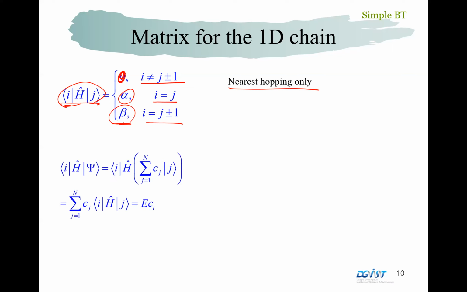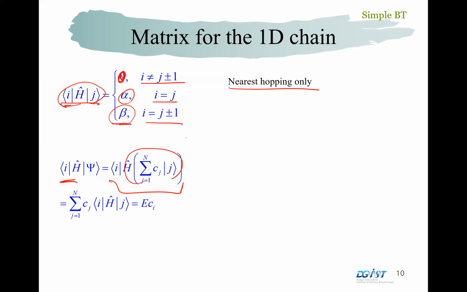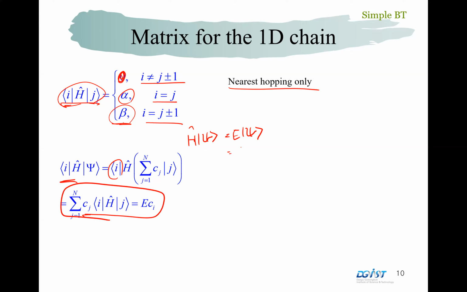So with this simple assumption, if we take the inner product on the right-hand side, then you can write this one. And this one is nothing else but this, and this is this one. So from here, if we take the coefficient outside, then we obtain the final result here, because we took the inner product on both sides.